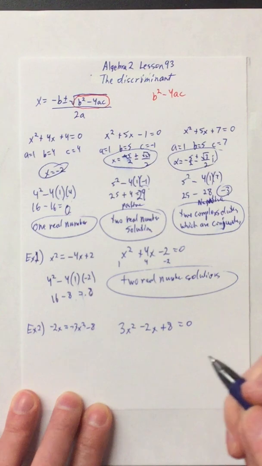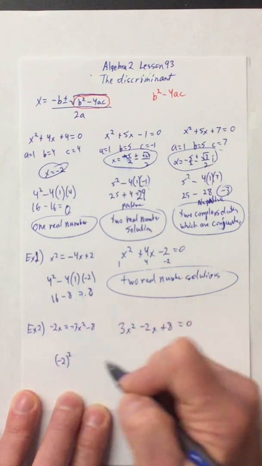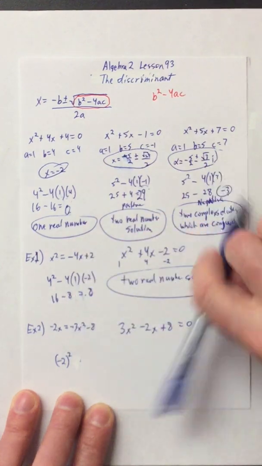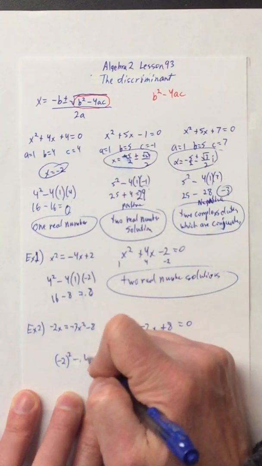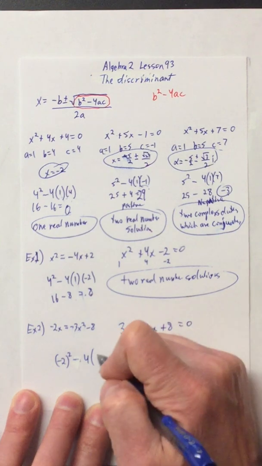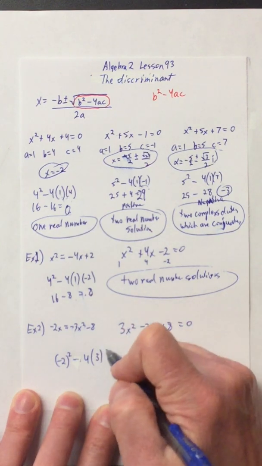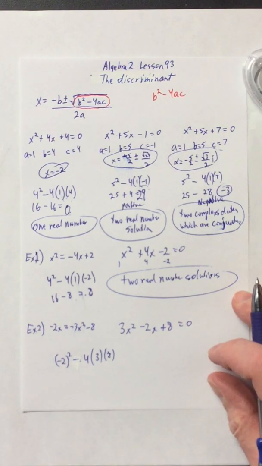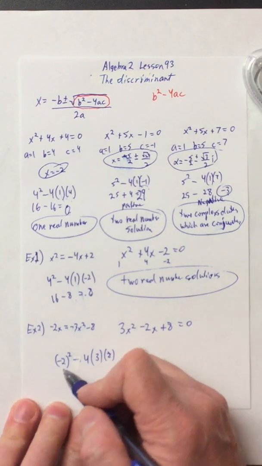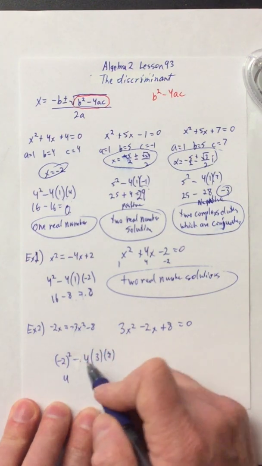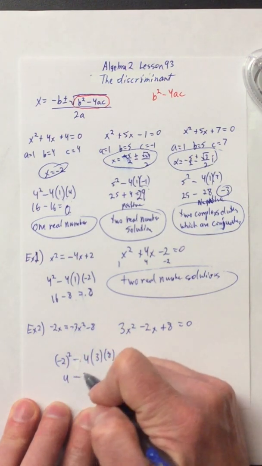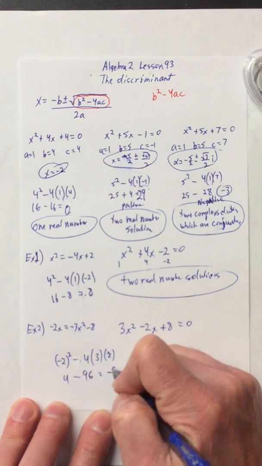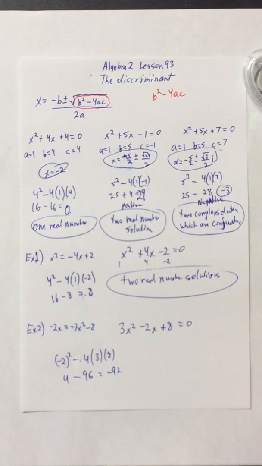All right, so my discriminant is going to be negative 2 squared minus, I'm used to writing equations, minus 4 times my a value, which is 3, and my c value, which is 8. Okay, so in this here, negative 2 times negative 2 is 4. Multiply all of this out, I actually get negative 96. And so I get a negative 92 as my discriminant answer.